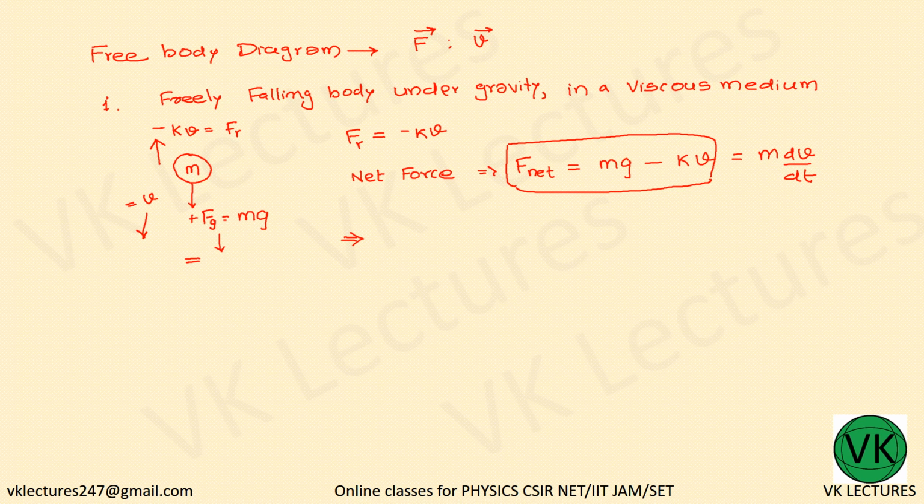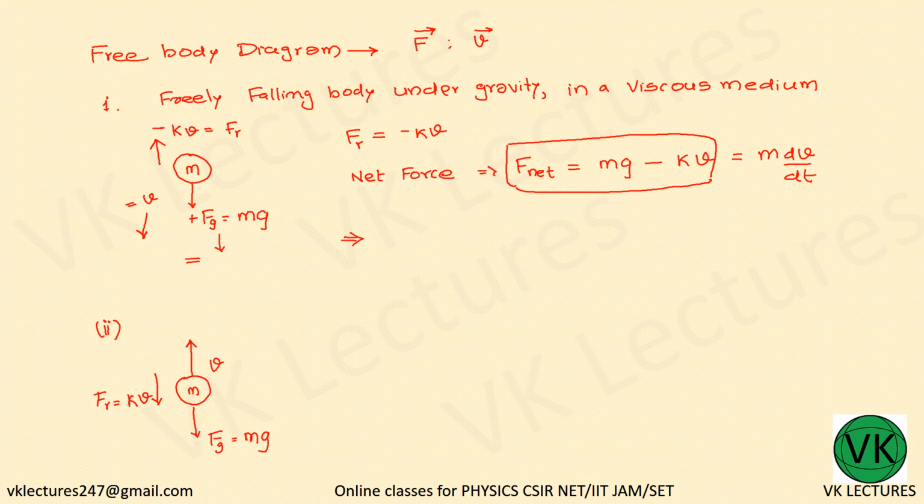Now a similar question we will take: what happens if the body is projected upward. So there is a mass m which is projected upward, so the velocity is in the upward direction, and here we have the downward force Fg, which is equal to mg, and there is a resistance force which will always be against the velocity. So this is Fr, which is equal to kV, k times the velocity.